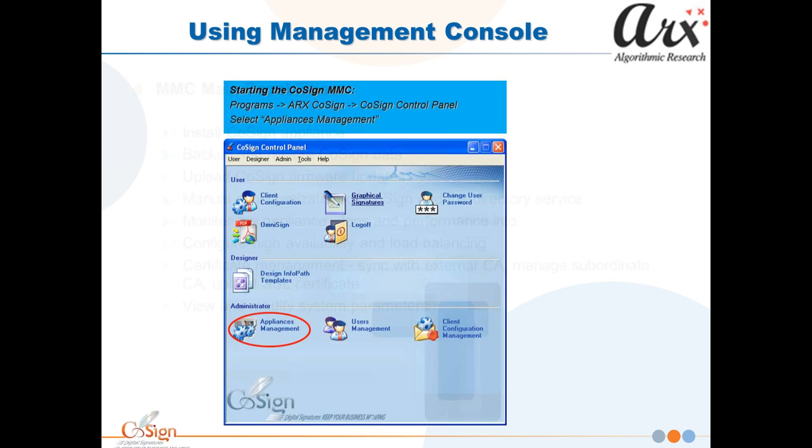Okay. So let's look at where that utility is actually located. The CoSign control panel, which by the way is under, on a Windows system, Start, All Programs, ARX CoSign, CoSign control panel. When you have the administrative section installed, you'll see that bottom section of Appliances, Users Management, and Client Configuration Management. And we'll click on Appliances Management.